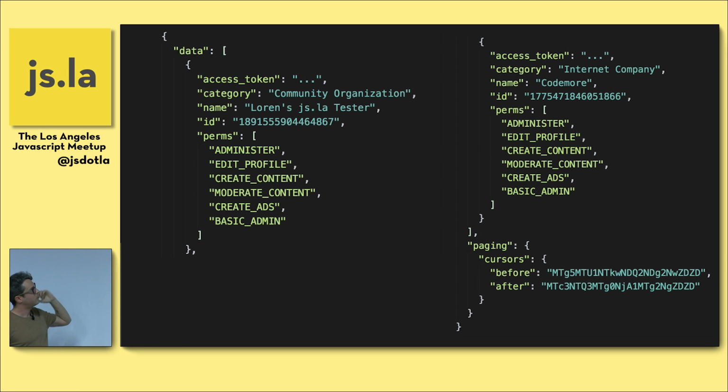To the left, we have Loren's js.la tester. To the right, we have my page Code More. And again, you can't even build a UI out of this. Or I guess you can, but it'll be a very basic UI. We don't have a photo. We don't even have a link to the page. So again, we would make this one response to get a list of all my pages, then map over that list, that array, and make a request for every item. So again, it's a very withholding API.